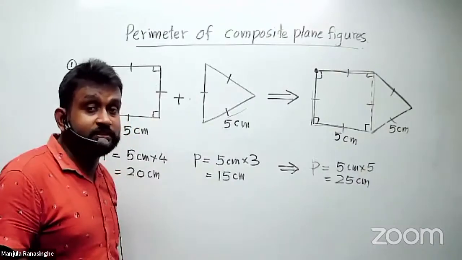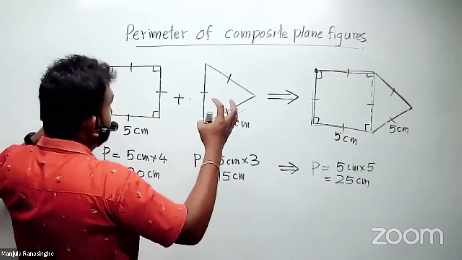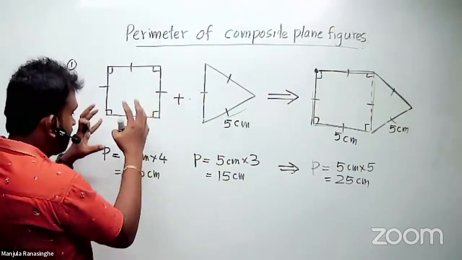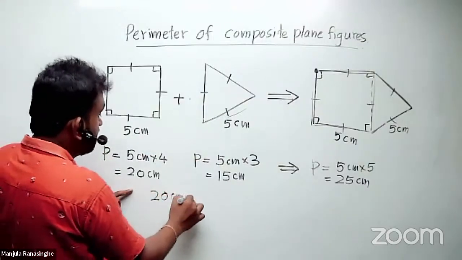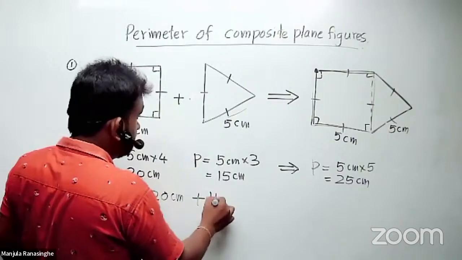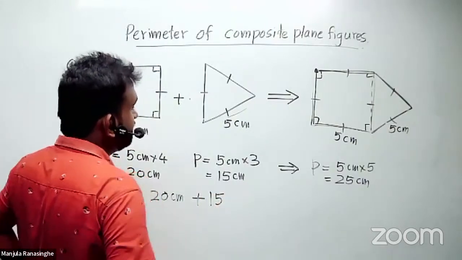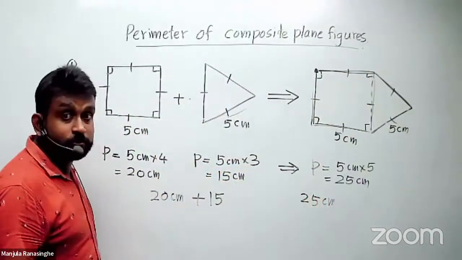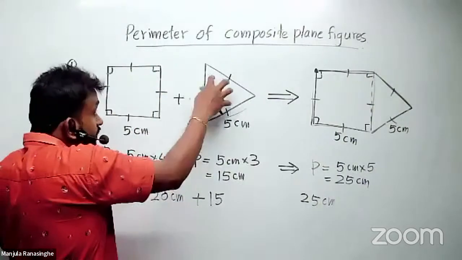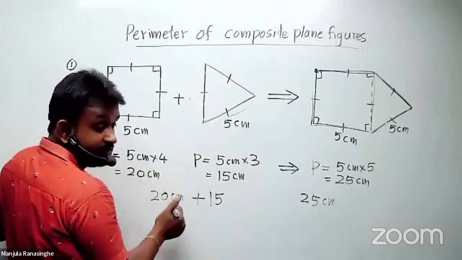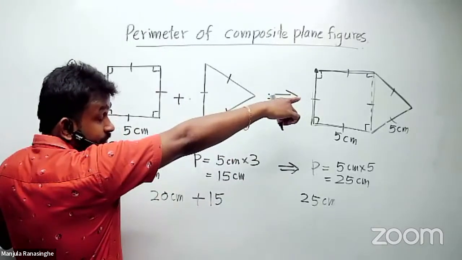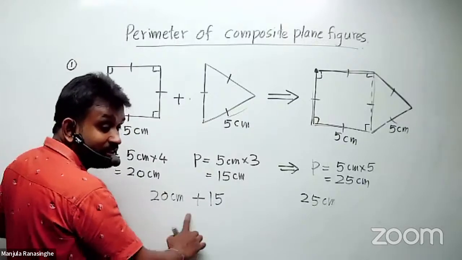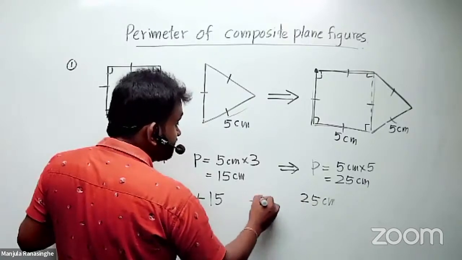But some students think that when two basic plane figures are combined to create a composite plane figure, you can add their individual perimeters. Here one perimeter is 20 and the other is 15, but the perimeter of the composite is 25 centimeter. Adding the individual perimeters gives 20 plus 15, 35, but here it is 25. So these are not equal.